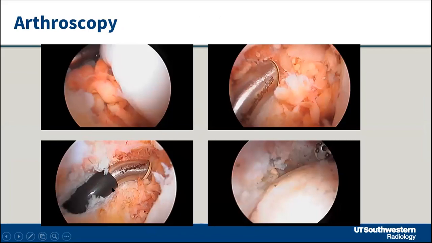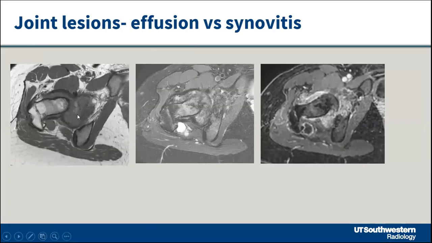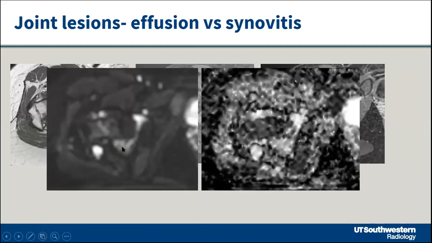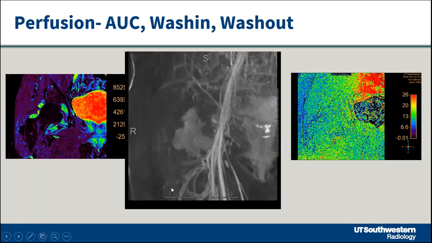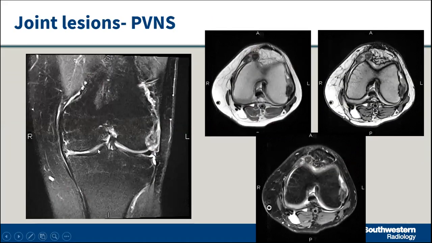And all of this was PVNS, which was taken out. So diffuse PVNS. Now, if you go back on DWI, this is how it looked in the hip. And this is how it looks on diffusion ADC. It just shows this grayish, darkish appearance. And this is on perfusion, and that's on arthroscopy. Okay, that was an easier case.